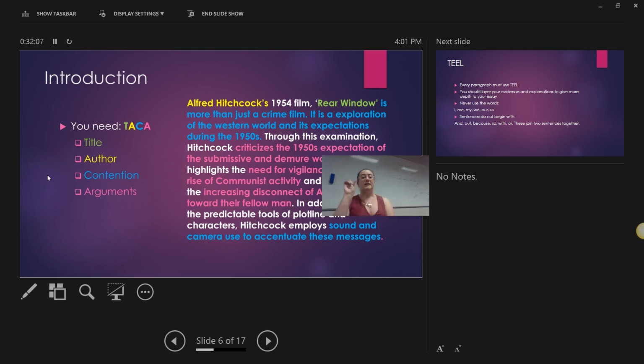So this is my intro. If you know me, you'll know I love a bit of colour coding. I've got Alfred Hitchcock's 1954 film, Rear Window. Rear Window is more than just a crime film. It is an exploration of the Western world and its expectations during the 1950s. So there's a bit of my contention. I get a little more down the bottom because I'm fancy, and I decided to split it up a little, but it doesn't really matter.